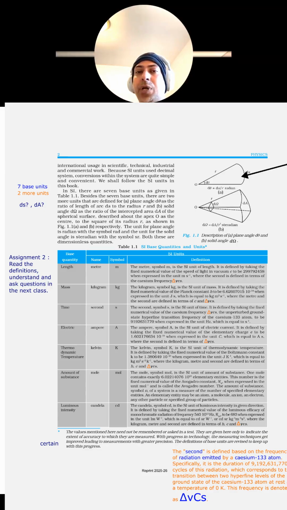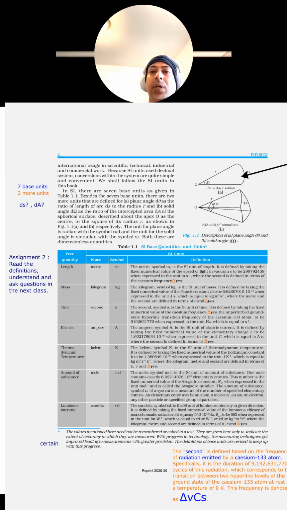But imagine that this is a small area, intercepted area dA of the spherical surface. This is a spherical surface, like a section of a ball or earth, described about the apex O. This is apex O, kind of a point of reference as the center. So this area is centered about this apex O. This area is the numerator, divided by the square of its radius r.